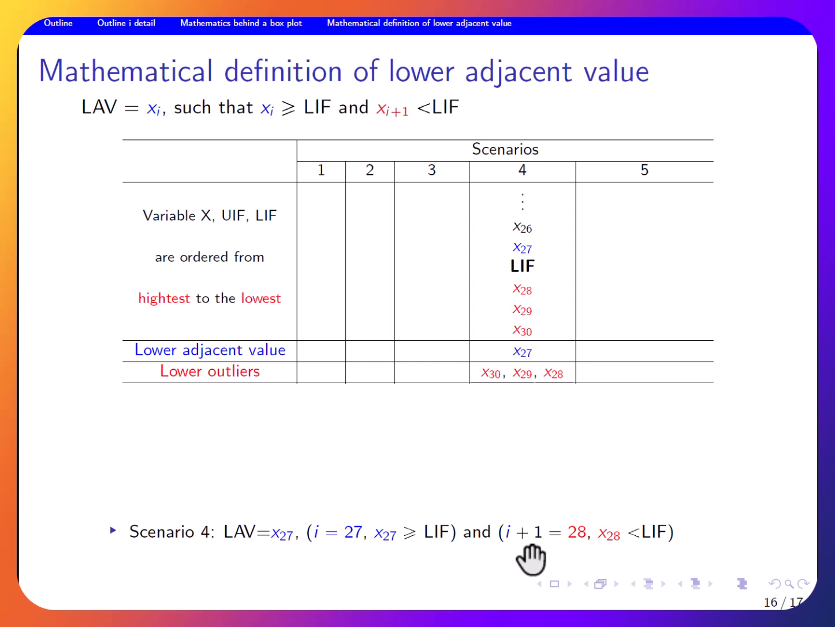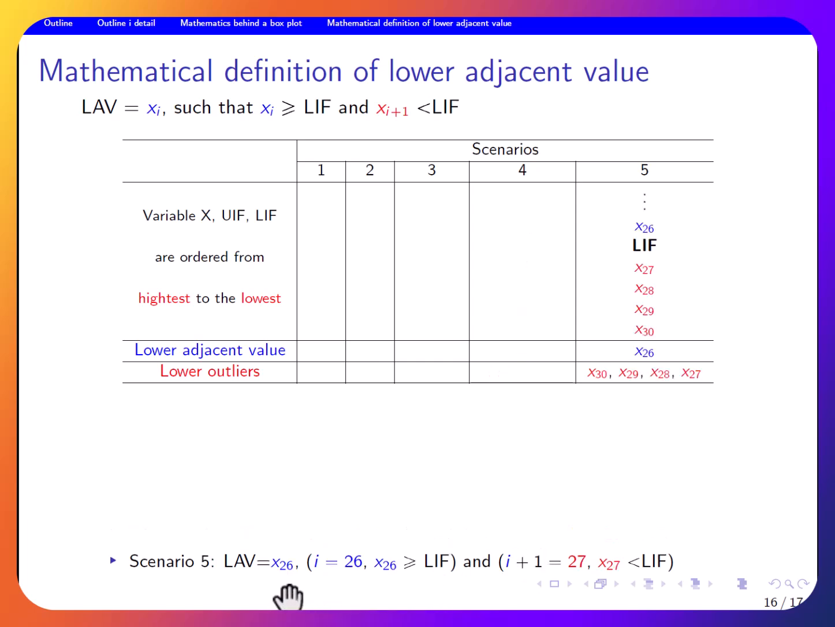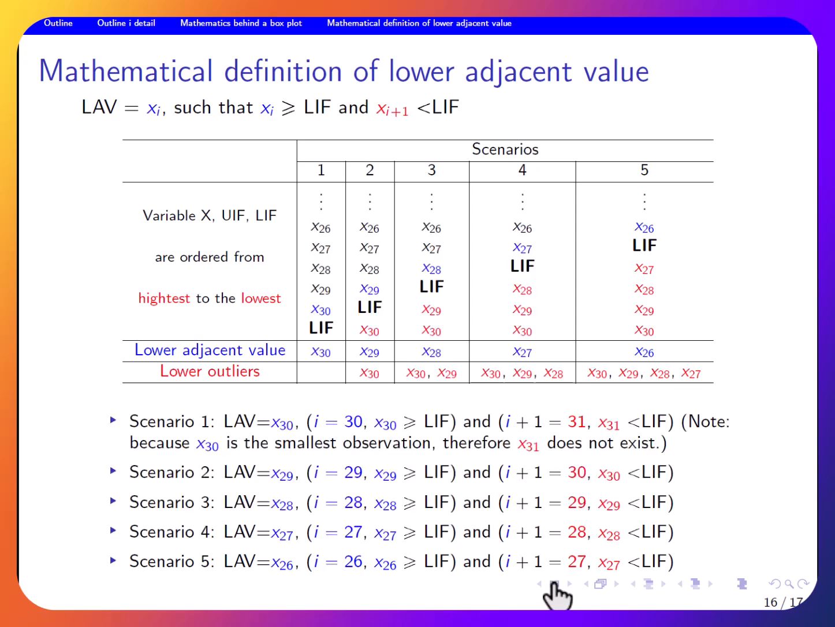The last scenario: lower adjacent value equals x26, therefore i equals 26, x26 is larger than or equal to the lower fence, and i plus 1 equals 27, x27 is smaller than the lower fence. This is the mathematical definition of lower adjacent value.